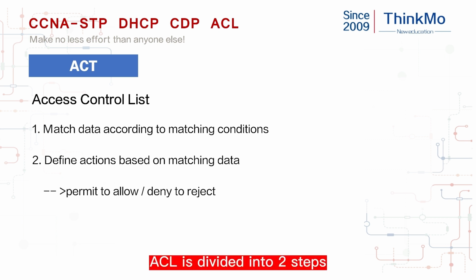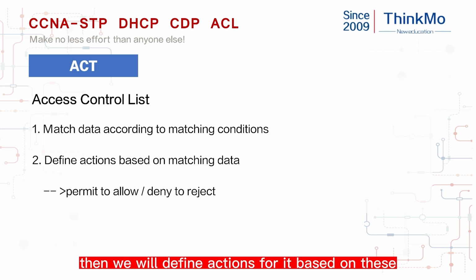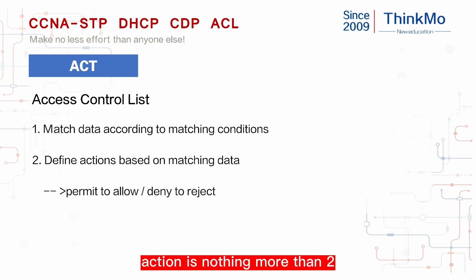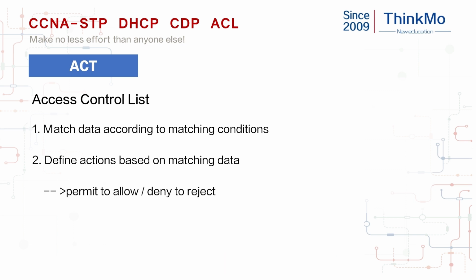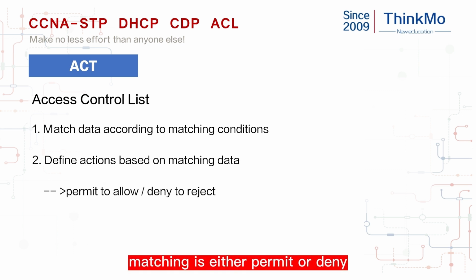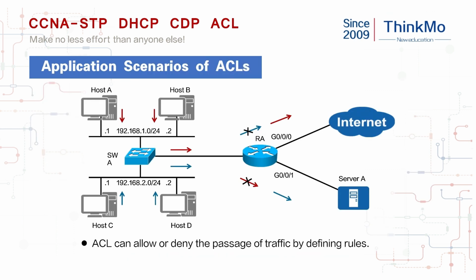ACL is divided into two steps. The first step is that we need to match the data according to some matching conditions. Then we will define actions for it based on these matching data. Action is nothing more than two. One is called permit. The other is called deny. That is, for a data, matching is either permit or deny. Let's take a look at the PPT.